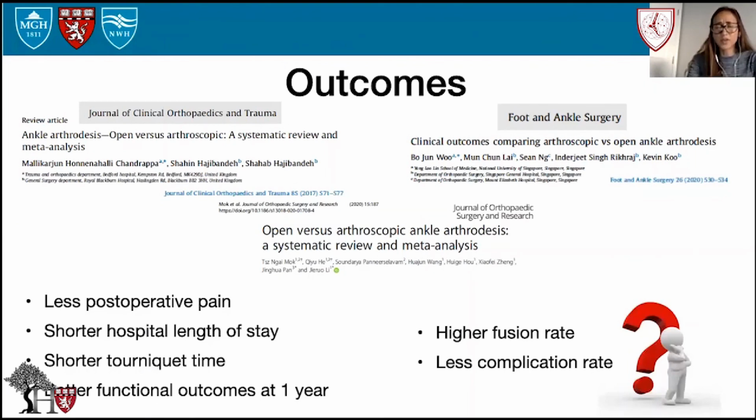In terms of functional outcomes, most of the studies have leaned towards better functional outcomes, but the evidence is a little bit weak. Where we still have some controversial results is in whether it actually provides a higher union rate or a lower complication rate. Some studies have shown that there is less infection, but the evidence is a little bit weak on this topic.